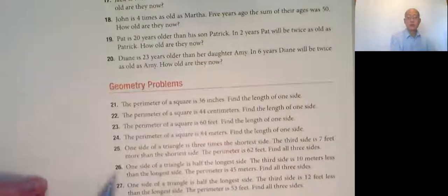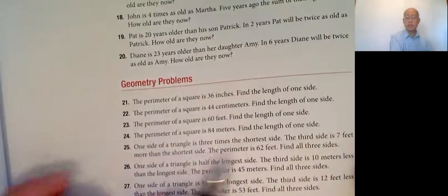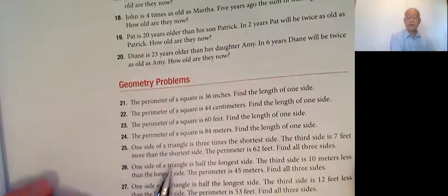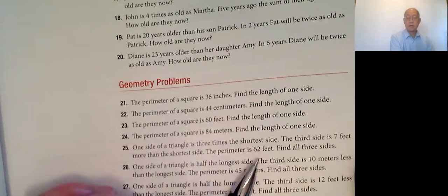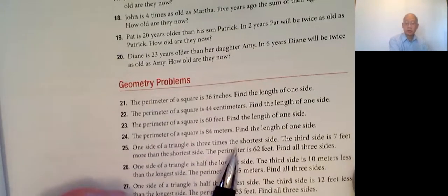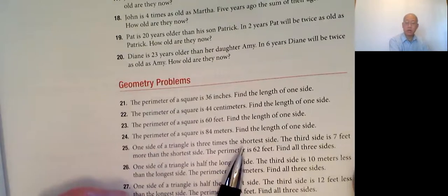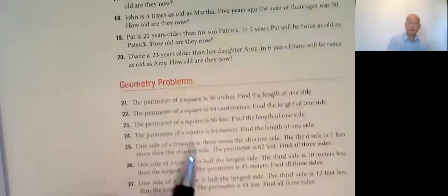25. One side of a triangle is 3 times the shortest side. The third side is 7 feet more than the shortest side. The perimeter is 62 feet. Find all 3 sides. So I'm going to let x be the shortest side. Another side is 3 times that, so that would be 3x. And the third side would be 7 more than x, or x plus 7.